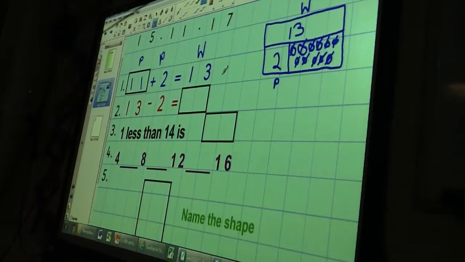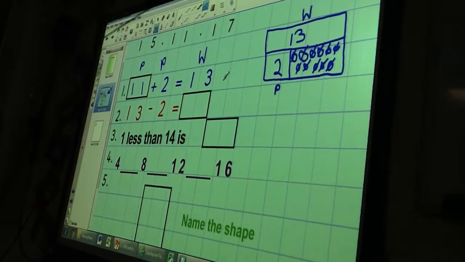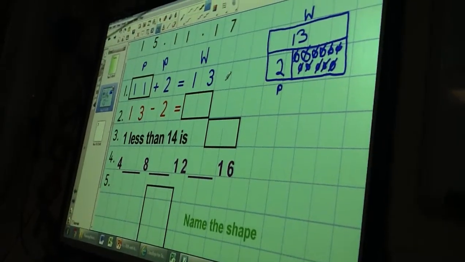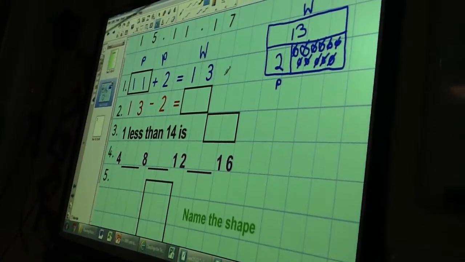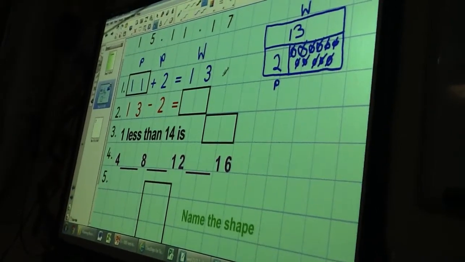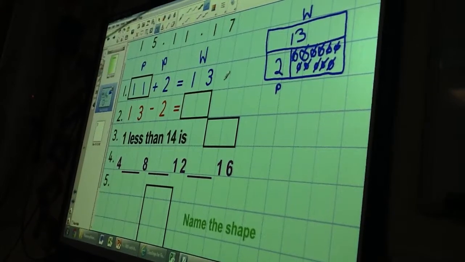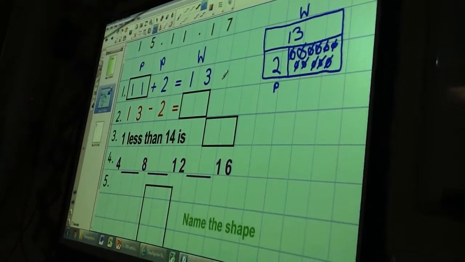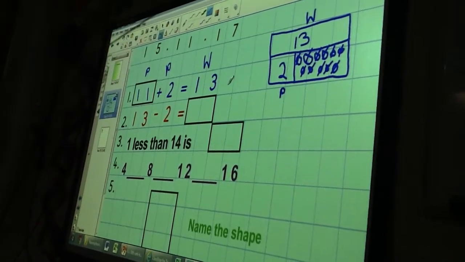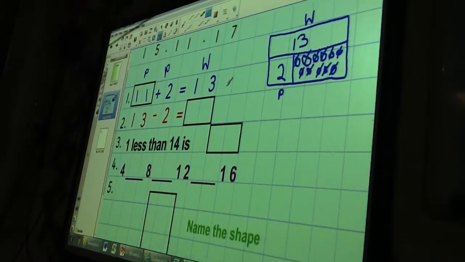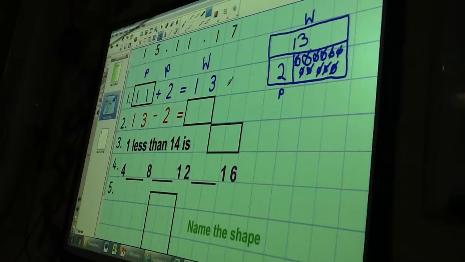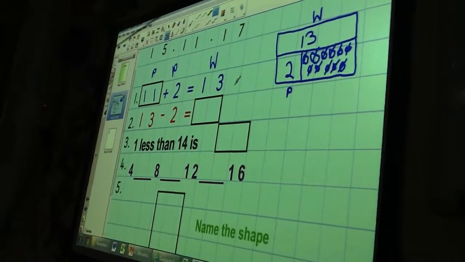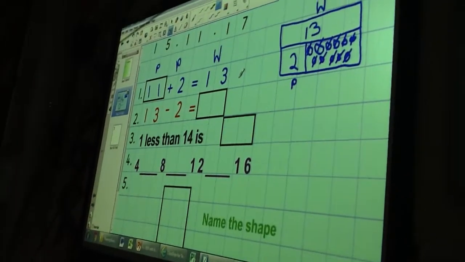Number 2, who can read that number sentence for me? Izan, could you please? 13 less equals something. You could say less. That sign could mean less, couldn't it? What else could it mean? Yes, Arad? Subtraction. Good try. What else? Is there another word for that sign? Plus. No. Plus is the other sign. It's not an add, is it? Number 2. It's a take away.